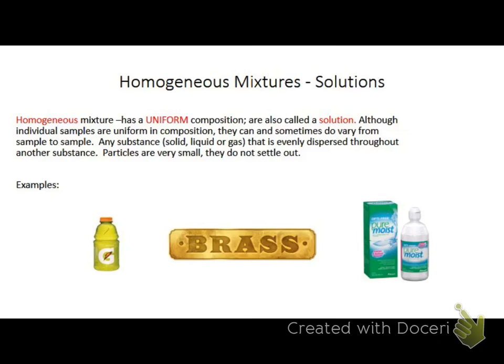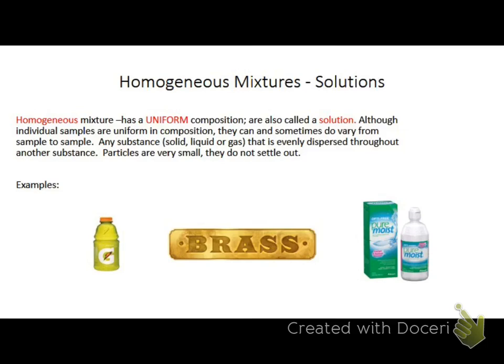And an example of that was, how many of you like sweet tea? How many of you like really, really sweet tea? How many of you just like your tea a little bit sweet? Okay? So those are all examples of solutions, because sweet tea is a solution.